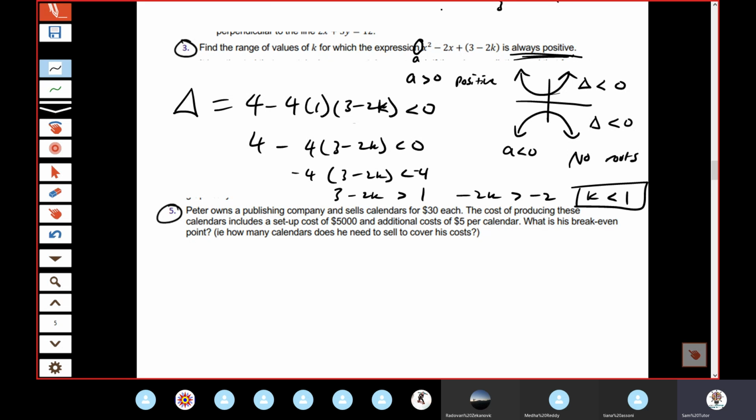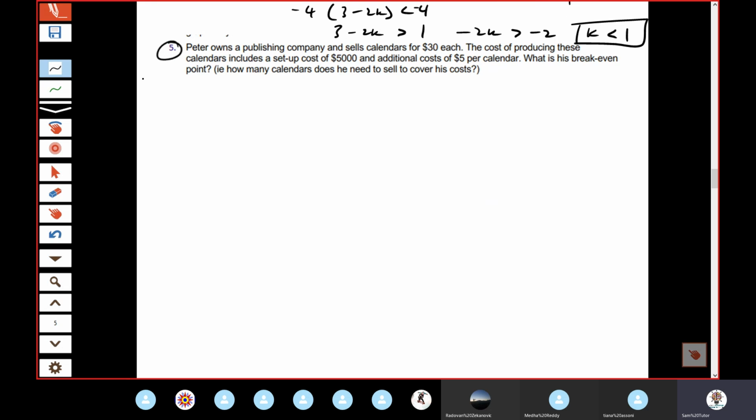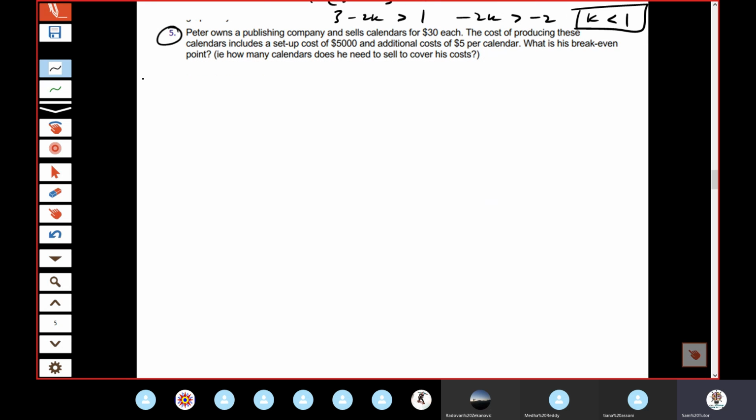All right. Number 5. Peter owns a publishing company and sells calendars for $30 each. The cost of producing these calendars, including a setup cost of $5,000 and additional cost of $5 per calendar. What is his break-even point? How many calendars does he need to sell to cover his cost?